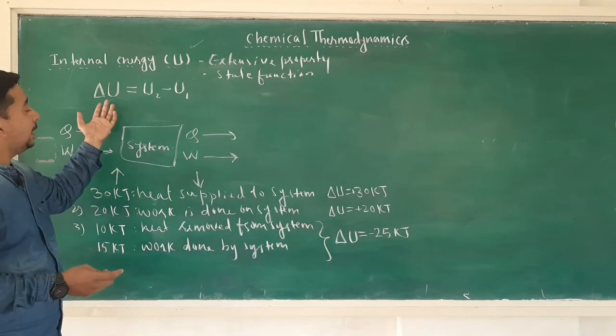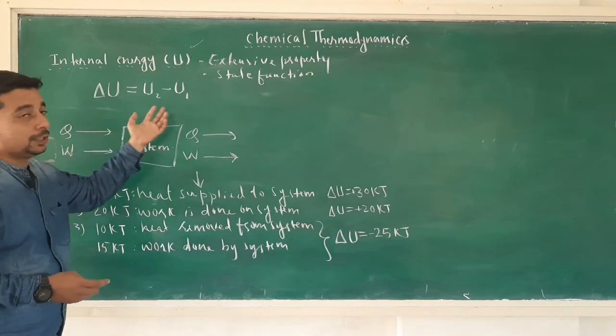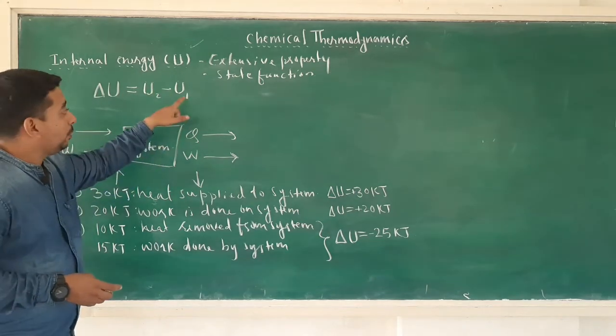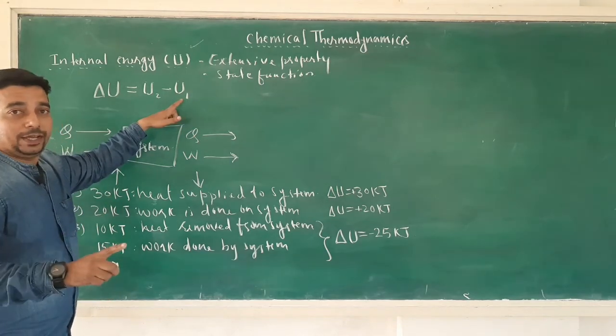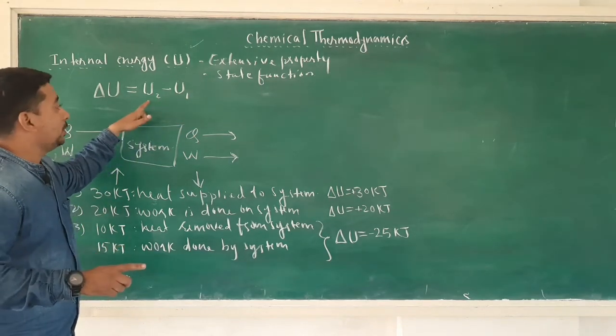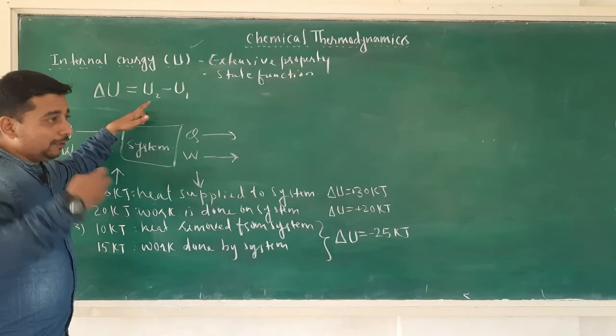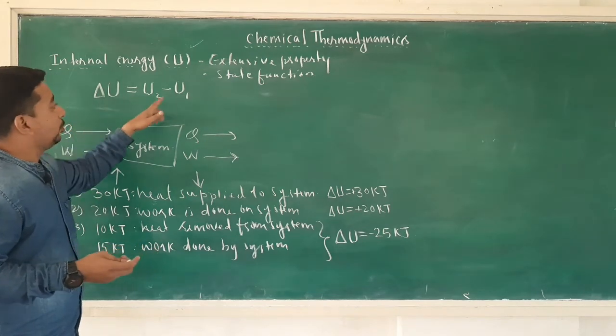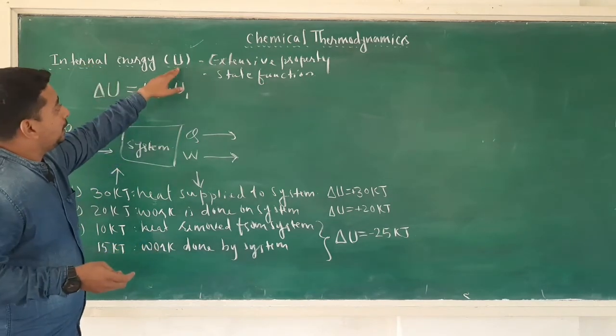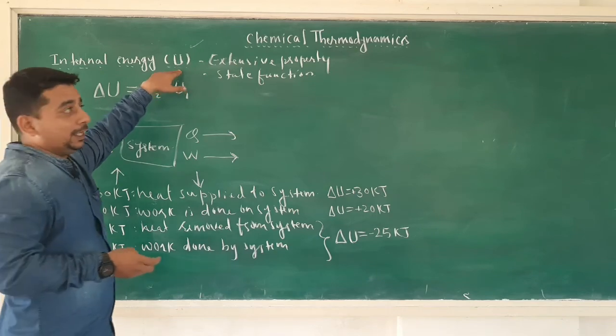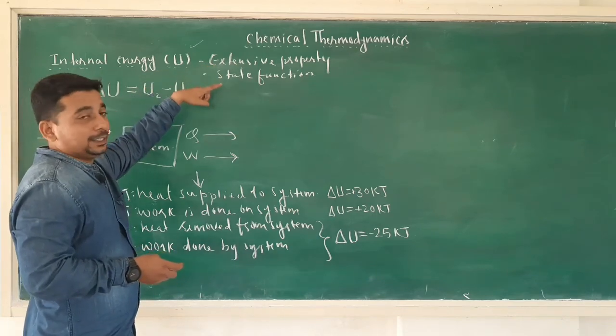Now, this change in internal energy of the system is given by delta U is equal to U2 minus U1, where U1 is the internal energy of the system at initial state, and U2 is the internal energy of the system at final state. So delta U is equal to U2 minus U1. Since this U, or internal energy, is an extensive property and it is a state function.